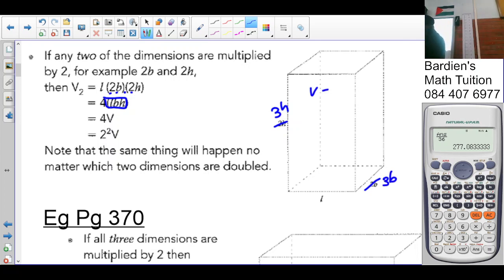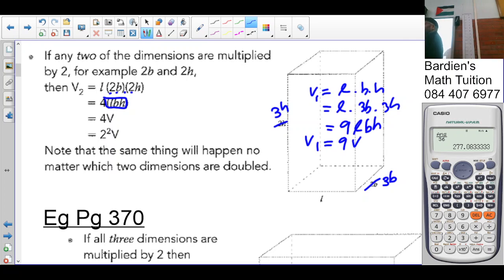What would happen if I tripled this height and tripled the base? Then the volume would be length times breadth times height, not the base, the breadth. So the length remains L, the breadth is 3b, the height is 3h, which is 9lbh, which is 9 times the original volume. And 9 can be written as 3 squared. Not so?